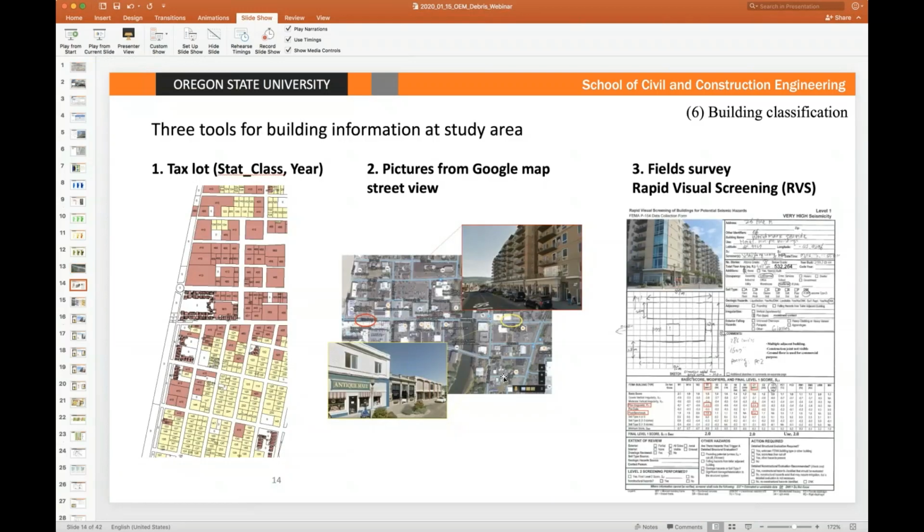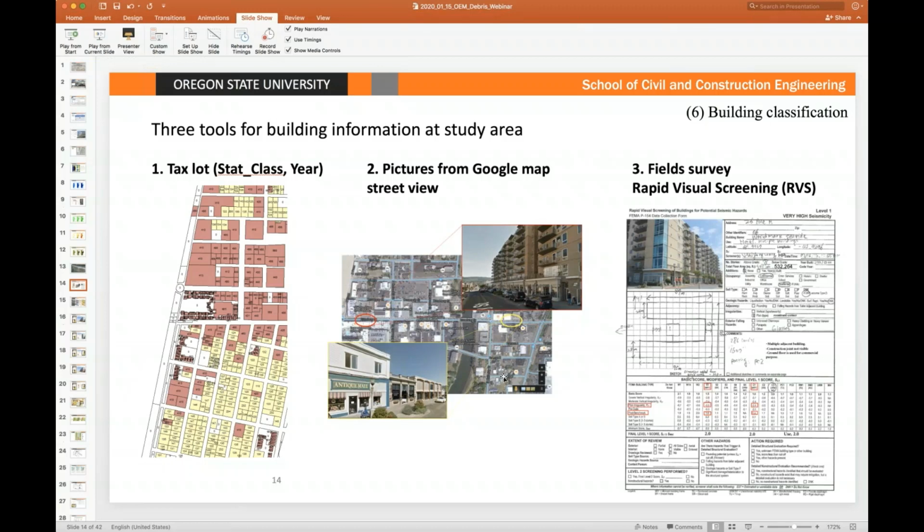And what we wanted to do initially was, for every single tax lot, we wanted to know what's on that tax lot from an engineering perspective. Like, what's the building made of? How high is it? Is it likely to withstand a certain level of earthquake, and so on? And we used 3 different tools to build up our inventory of the built environment there.